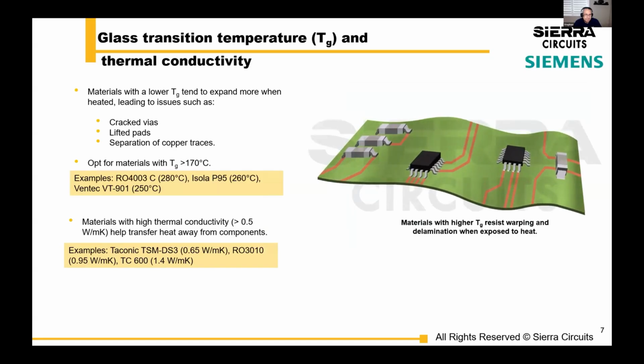Okay, and the other one is Tg, or glass transition temperature. We're getting lots of designs which have 3, 4, 5 lamination cycles. You have to be aware of the Tg, because all these kinds of issues can happen: cracked vias, lifted pads, delamination. So these are some guidelines for choosing the right Tg in your material as well.